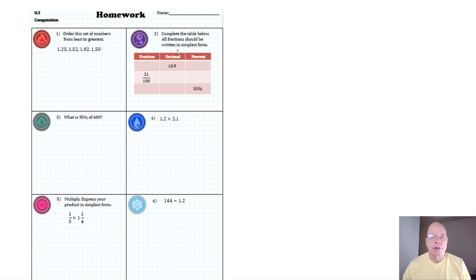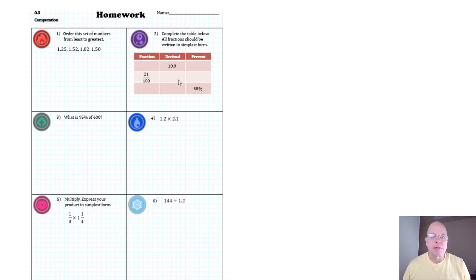So for example, if you were doing problem number 2 and completing this table, you have this number in standard form, 10 and 9/10. In this row, you express that number in fraction form and as a percent. And since this is more than one whole, the fraction could be expressed as a simplified mixed number, or an improper fraction in simplest form is also good for that.